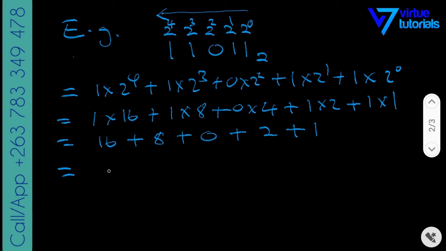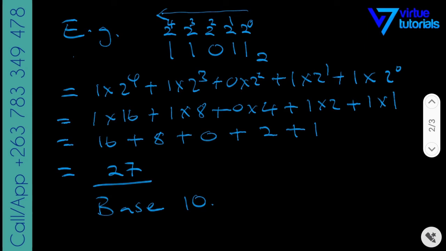Add this up. What do I get? I get 16 plus 8, 24. 24 plus 2, 26, plus 1, 27. This number is now in base 10. So that's how we go from base 2 to base 10.